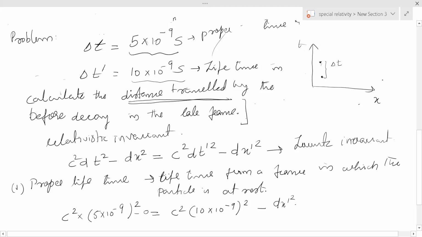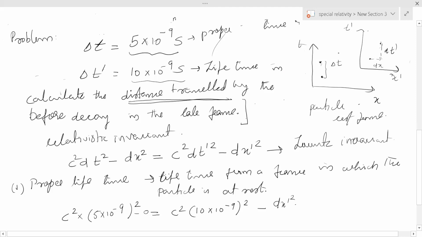So from the other frame, let's write it here. This is the particle rest frame. And the same two events from another frame, let's say the t prime x prime frame, happen like this. The particle starts here, it travels a distance dx, and then it decays in a time dt prime. This is clear.